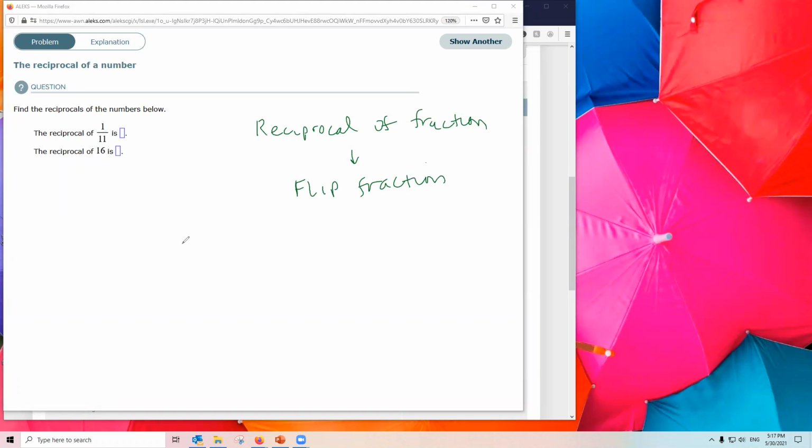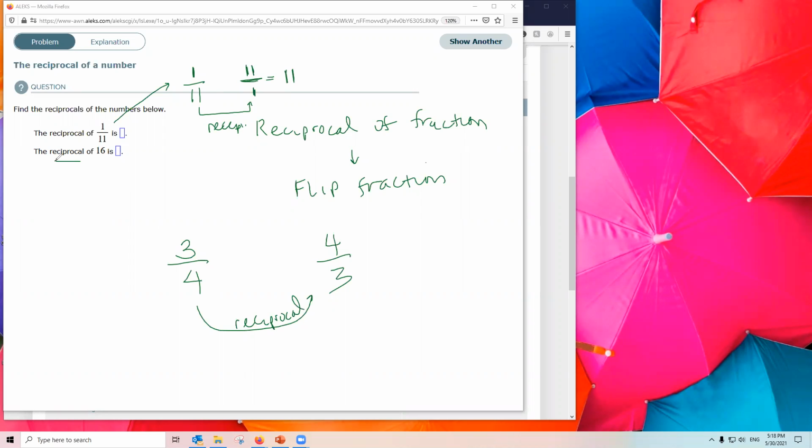For example, if I gave you the fraction 3/4 and I ask you to find its reciprocal, I'm asking you to flip the fraction upside down and write it as 4/3. So in the first example, they're giving me the fraction 1/11. To get its reciprocal, I'm going to flip it upside down and make it 11/1. 11/1 is really the same as 11, so I can also write that as just 11.